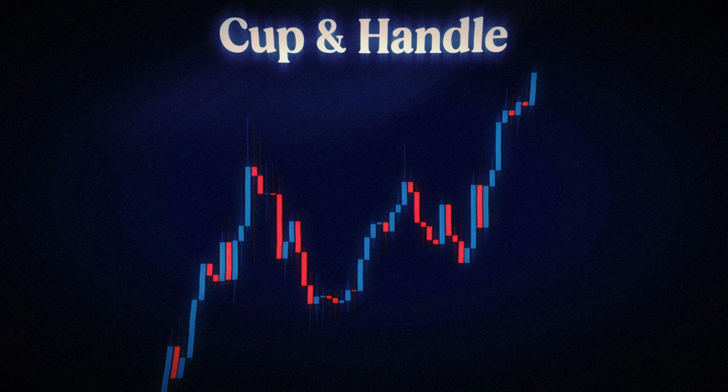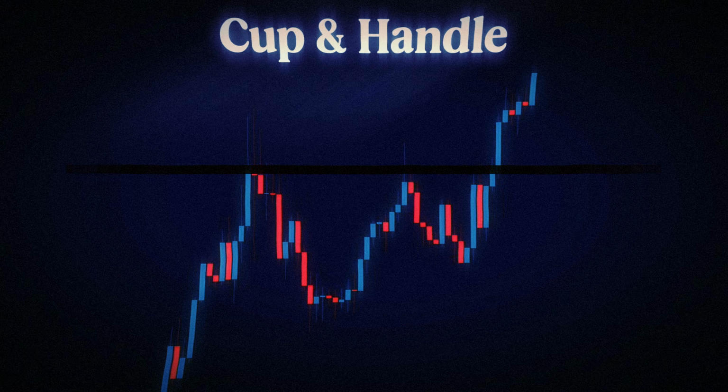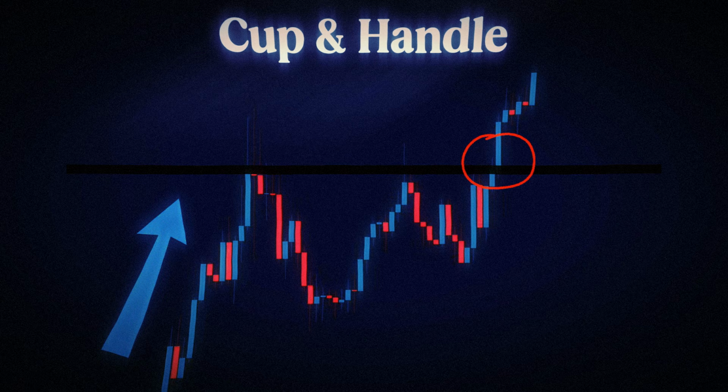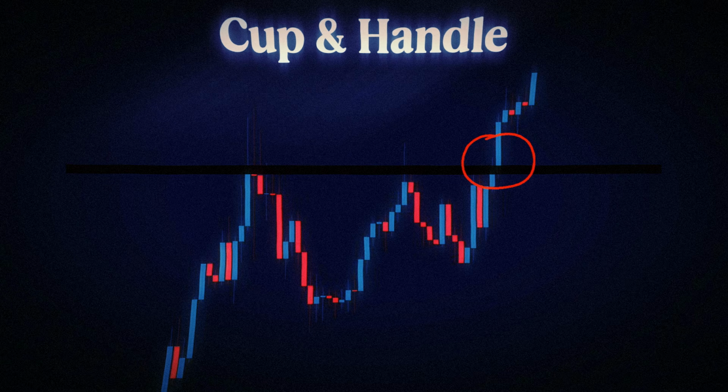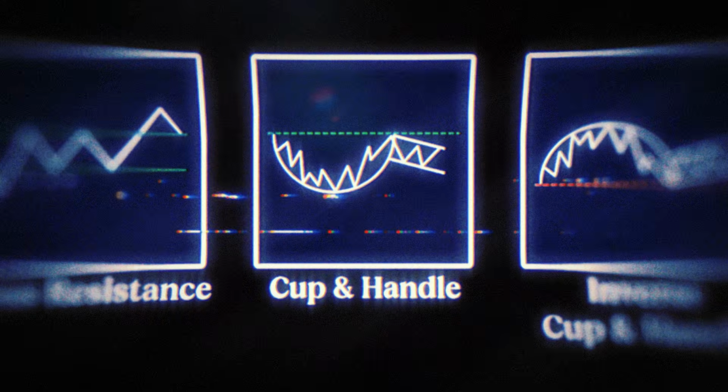The cup and handle is a bullish continuation pattern that looks like a teacup on the chart. The cup is a rounded bottom that forms gradually over time, followed by a small downward or sideways drift called the handle. This consolidation forms under a key resistance level. When the price eventually breaks above the resistance of the handle, it signals that the previous uptrend is ready to continue. A good entry point is either at the breakout or on a pullback that confirms the resistance has turned into support.